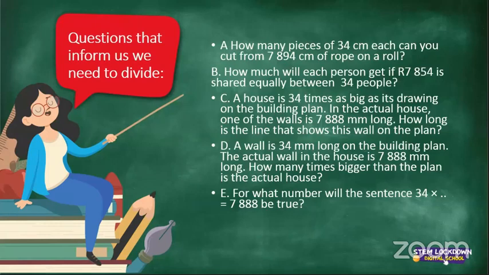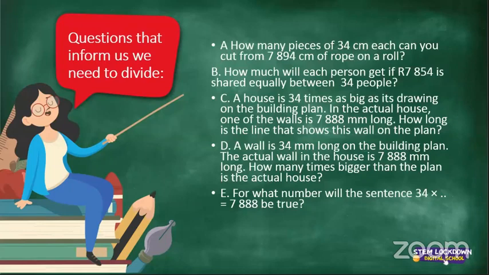All right, so let's look at another one. A house is 34 times as big as its drawing on the building plan. In the actual house, one of the walls is 7,888 millimeters long. How long is the line that shows this wall on the plan?